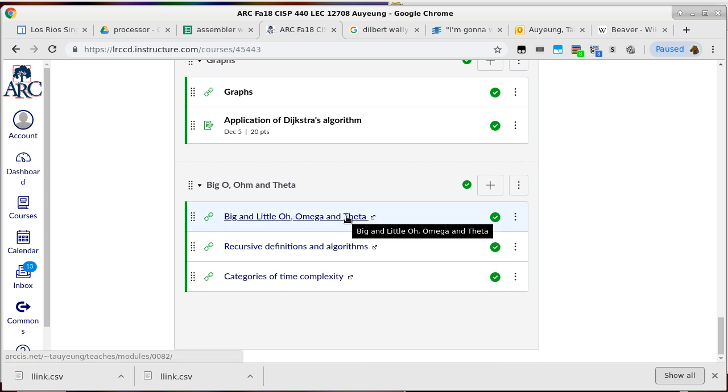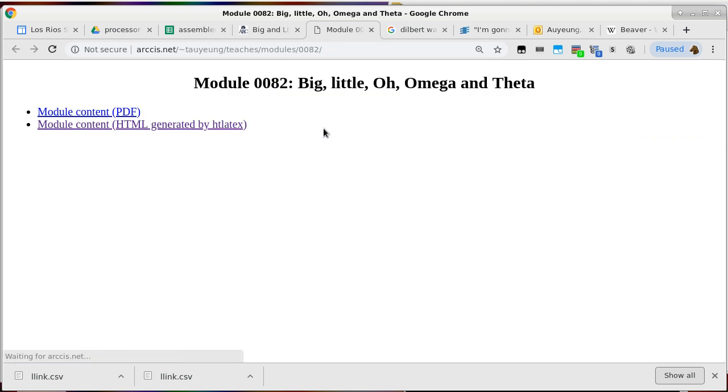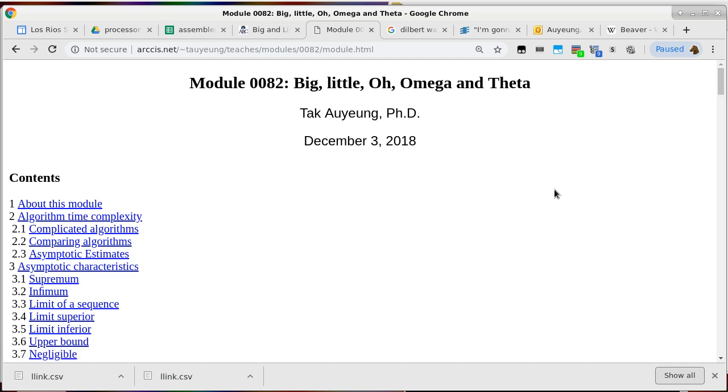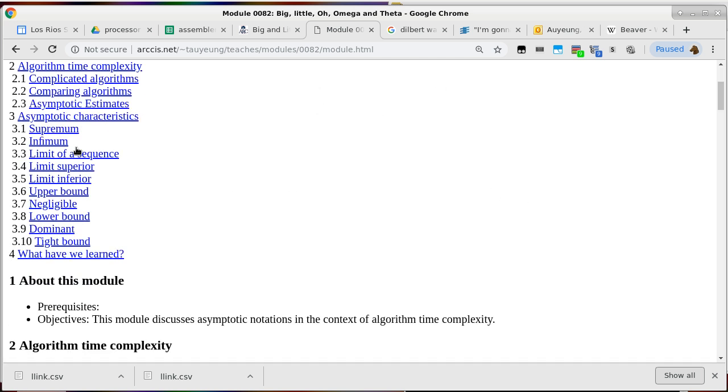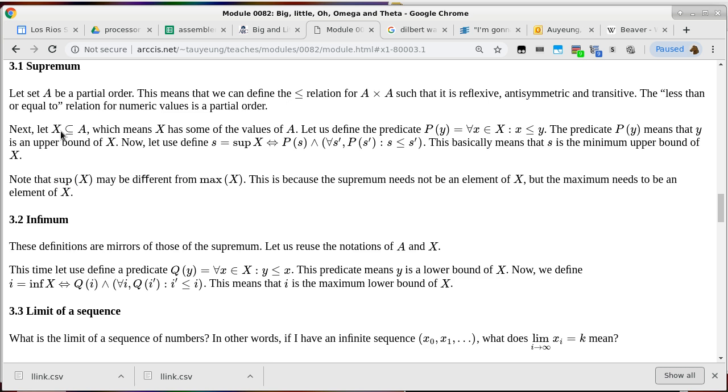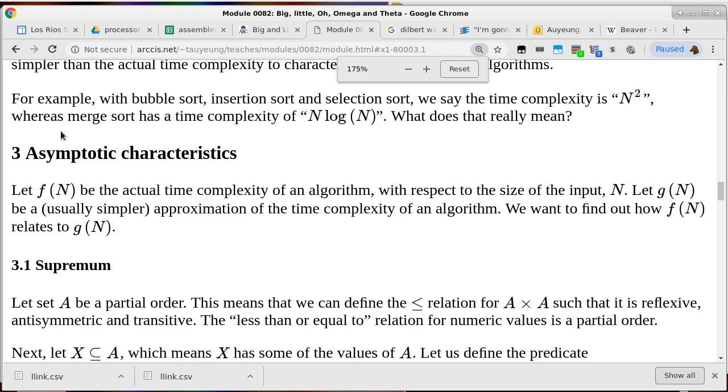All right, so we are back to big and little o, omega, and theta. And I think last time we stopped with the discussion of limits. So we're going to restart from supremum and infimum. I changed the notes a little bit. I added just a little bit to the whole thing. So it's not a whole lot, just a little bit. All right, so we'll start with section 3.1, which we started last time, but we'll restart from this particular place. And we'll magnify this a little bit.